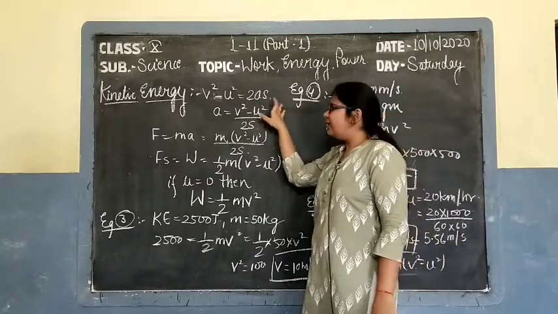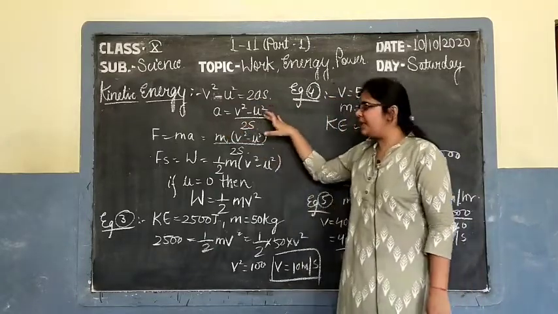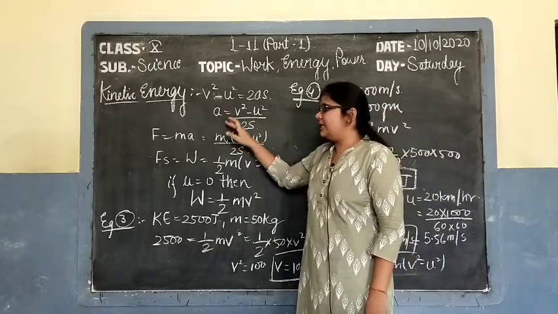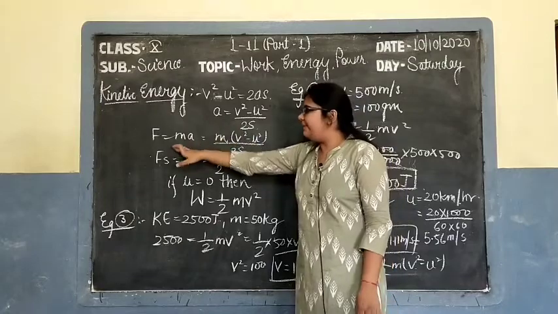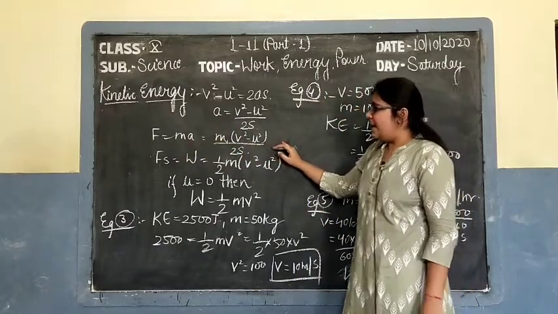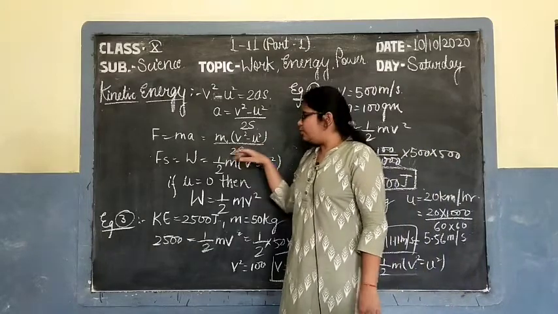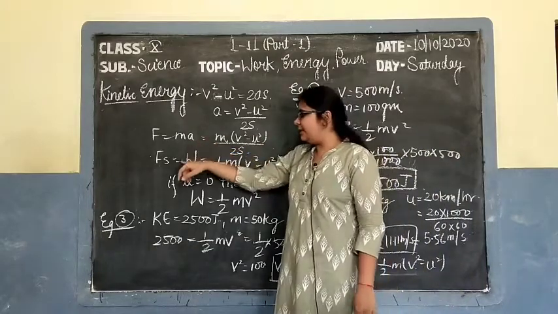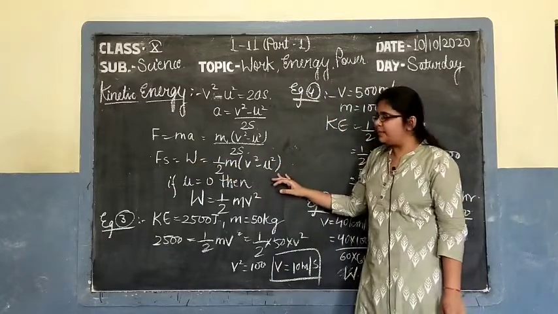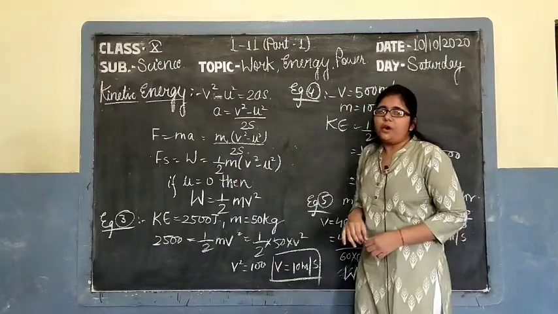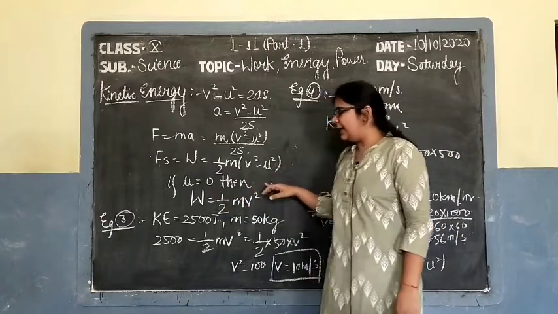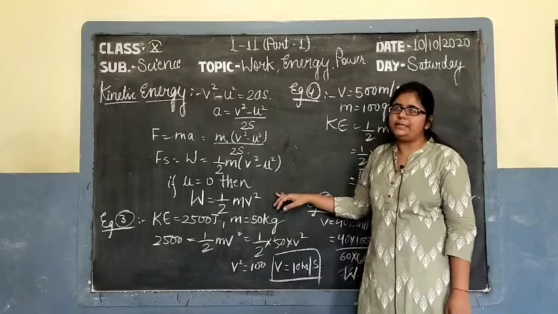By this you will get a, that is equal to (v square minus u square) by 2s, and the work done where acceleration is a, so the force will be ma. So m (v square minus u square) by 2s, and work done is fs, so s will come towards the numerator and fs is work done, that will be equal to half m (v square minus u square). If the body is initially at rest, then u will be 0, and at that time work done will be equal to the kinetic energy.